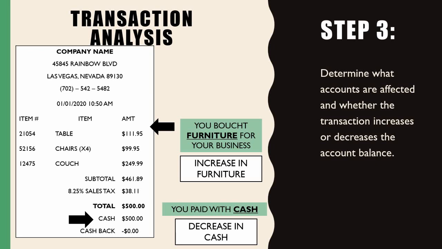Now, you need to determine: is it increasing or decreasing? I just purchased furniture. Does that mean I gained furniture? Did I increase my furniture? Yes, I did. I gained a table, a couch, some chairs. But how did I do that? I had to spend my money. So that means I had to decrease my cash.